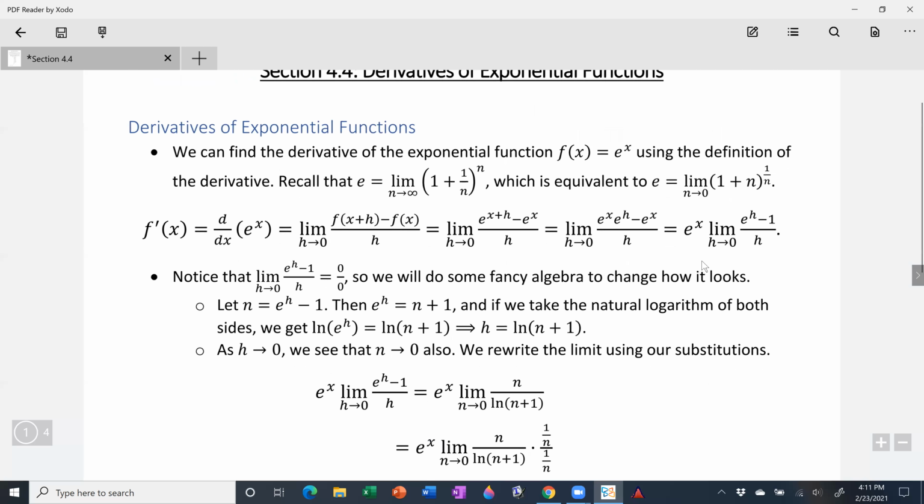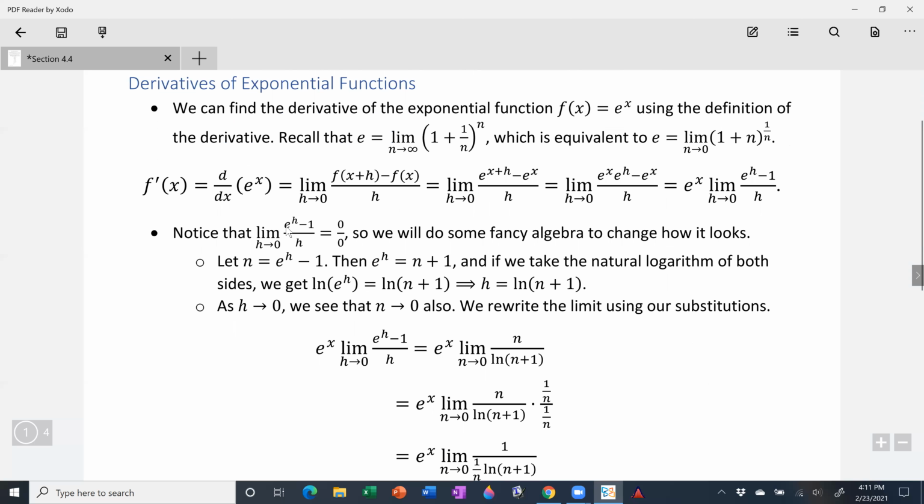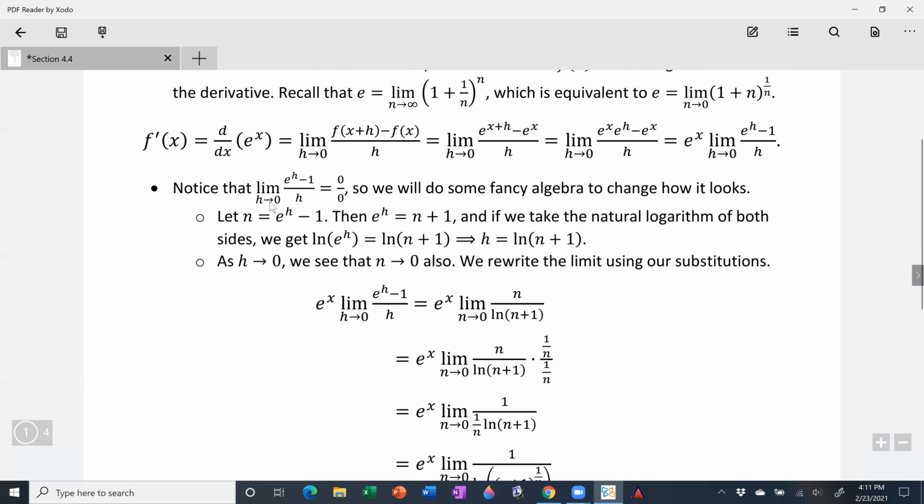Okay, so let's let n equal the numerator. So n equals e to the h minus 1. So this I want to turn into an n. But I also want to replace all of the h's. So the denominator there, I need to get a replacement for h. So let's solve this substitution equation for h. Let's add 1 to both sides, and so we get e to the h equals n plus 1.